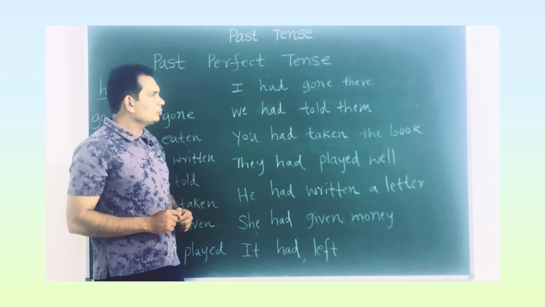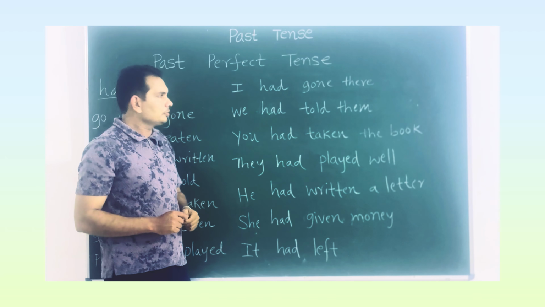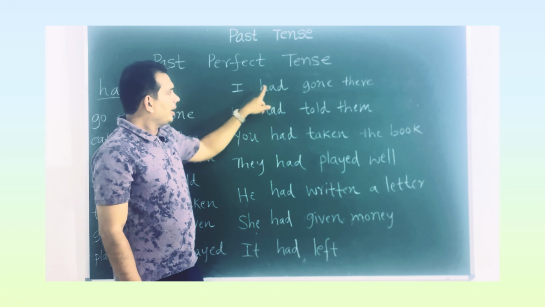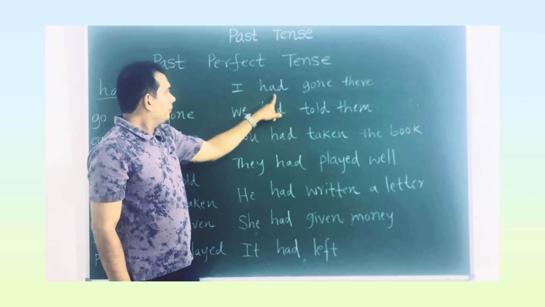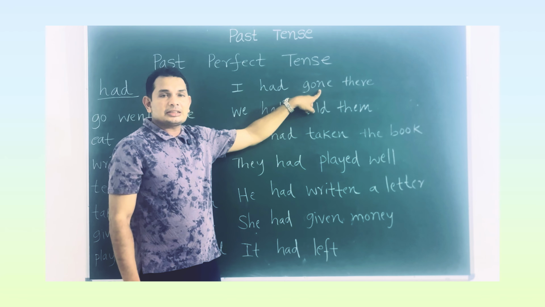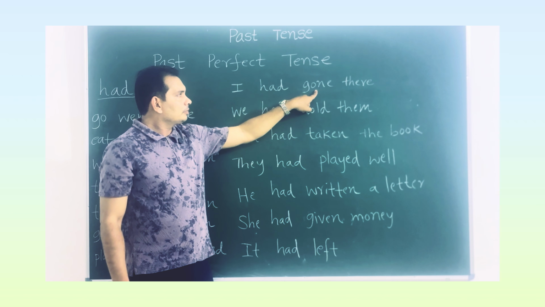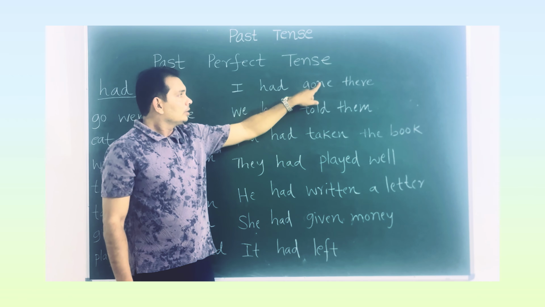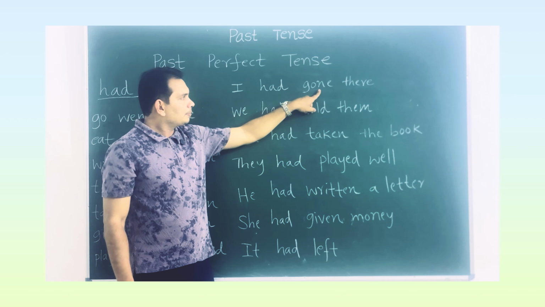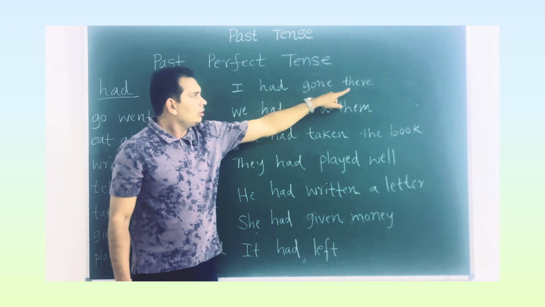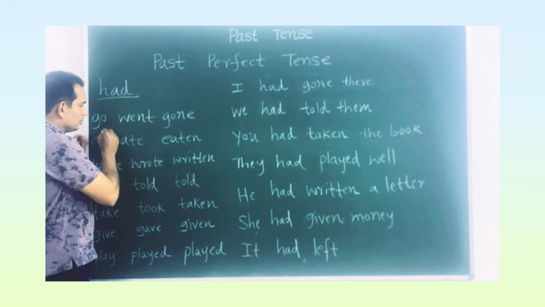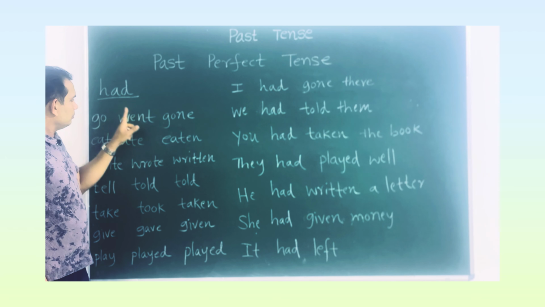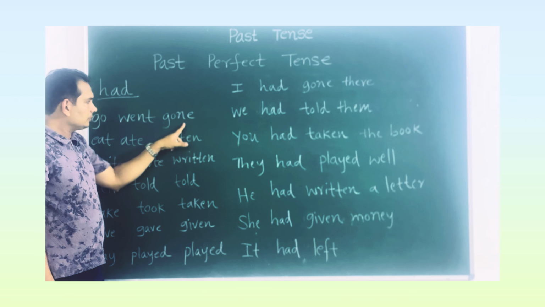Now let's learn how to form sentences in the past perfect tense using the auxiliary had. Here you can see first example here, I had gone there. Here we have used the past participle form of the verb. Base form of the verb gone is go, past form is went. Here we have used the third form of the verb or past participle form of the verb. I had gone there. Here you can see there are many verbs here: go, went, gone. Base form, second form and third form of the verb.